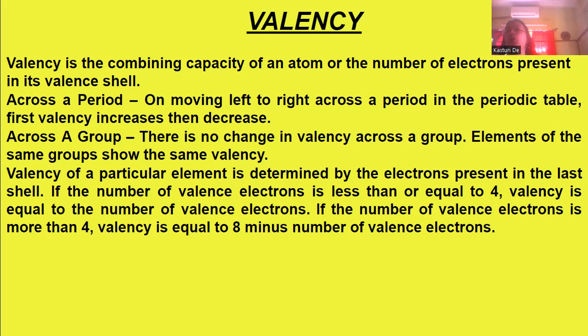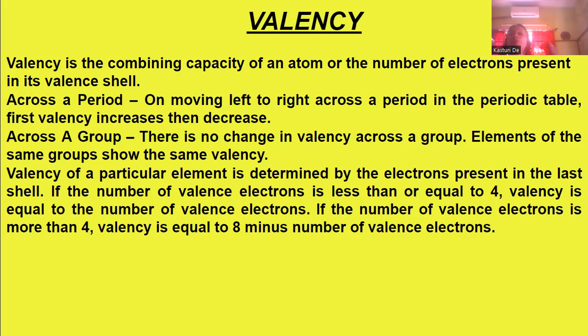Valency will be equal to 8 minus the number of valence electrons. So why 8? Because we need to form an octet to complete the valence shell. Any shell, to complete the valence shell, has to make 8. It has to have 8 electrons in its valence shell to form the octet, or in the case of helium, only 2 electrons, for forming the duplet.